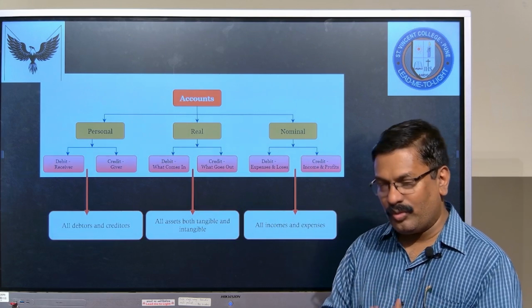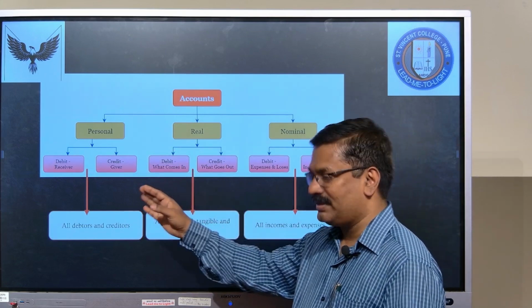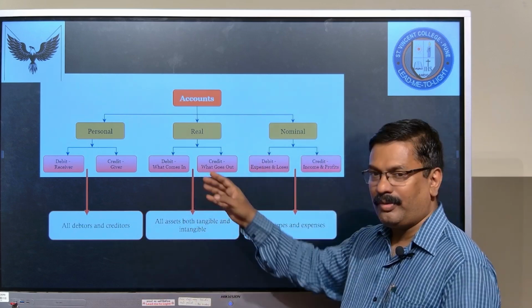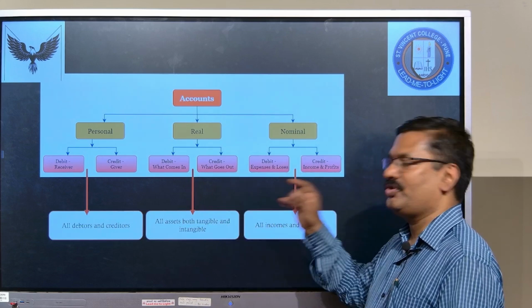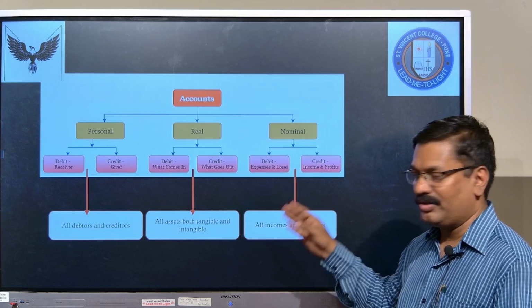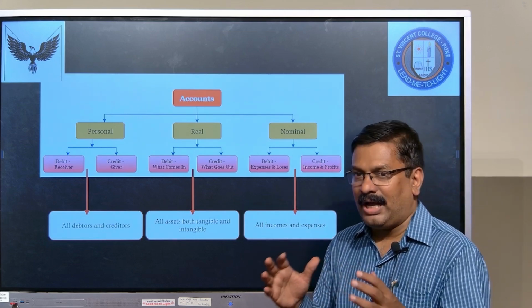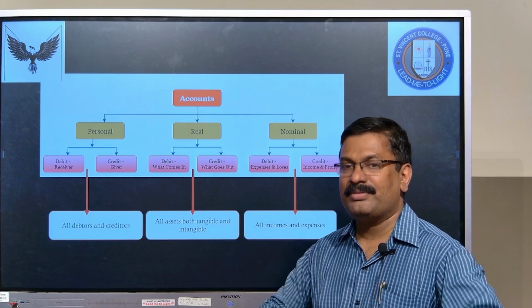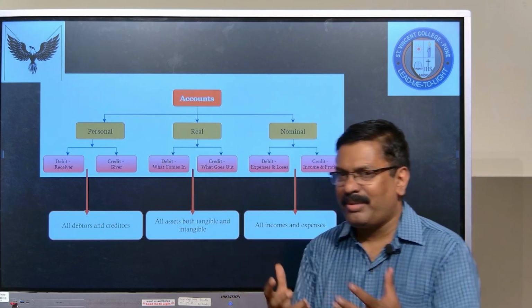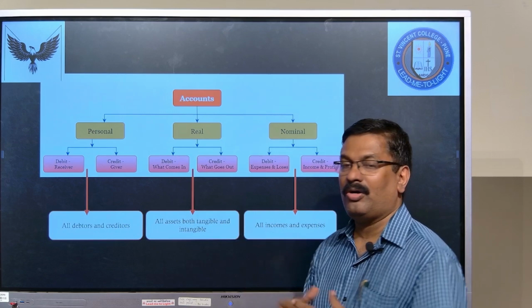And there is a golden rule. As per the personal account, debit the receiver, credit the giver. As per the real account, debit what comes in, credit what goes out. As per the nominal account, debit all expenses and losses, credit all incomes and gains. Now, the three types of account are personal, real and nominal. What do you mean by personal account? Any person or person representatives are called personal account.